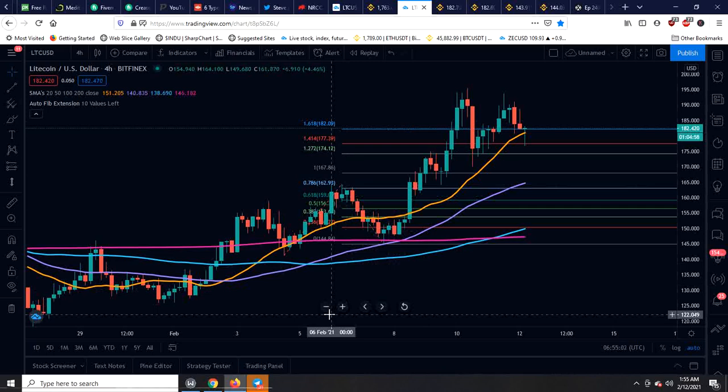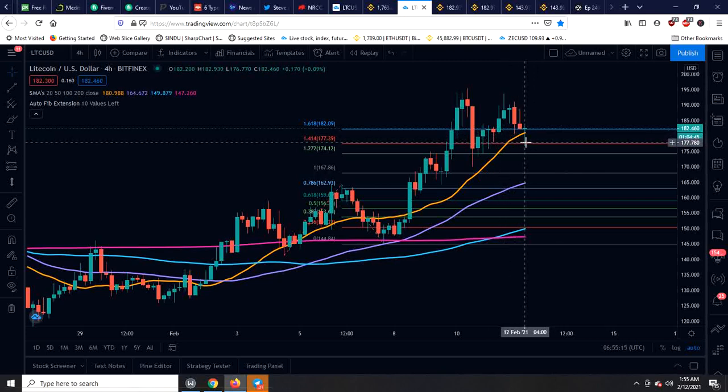Again, these are the Fibonacci's. We'll go into that in a second. But we have a 20-day moving average here, which really is at 181. Okay, so if you notice here, we came down to this 1.414 Fibonacci, around 177 and some change. And notice how we spiked back up, and we're holding above this 182 level, which is at the 1.618 Fibonacci's.